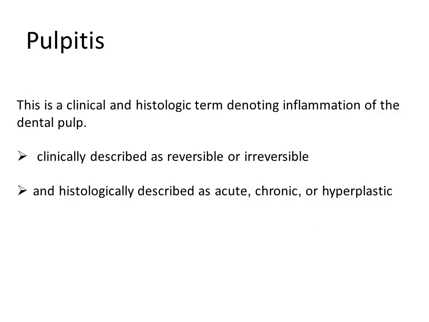We have pulpitis, but pulpitis has different types. Clinically, we deal with what we call reversible pulpitis, which can be treated and the pulp returns to normal, or the irreversible pulpitis. When I talk histologically about pulpitis, I need to define whether it is acute, chronic, or hyperplastic, depending on the inflammatory response.